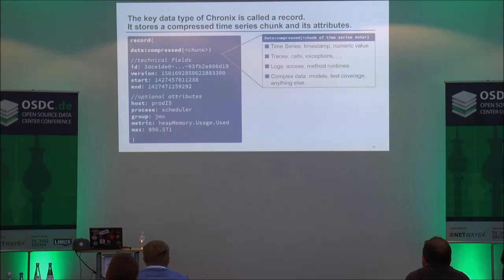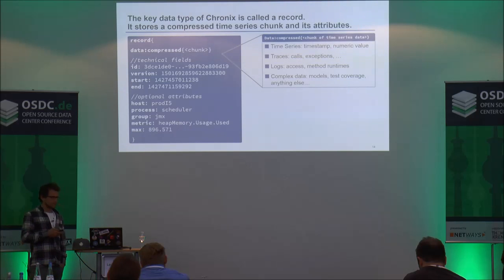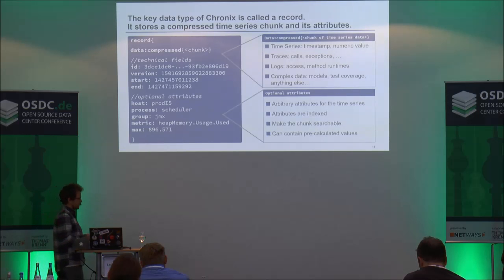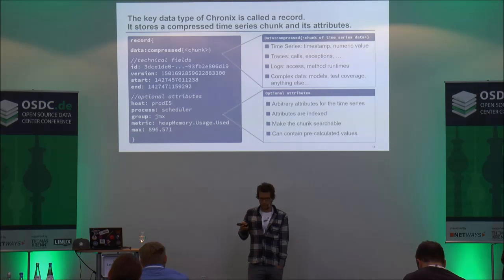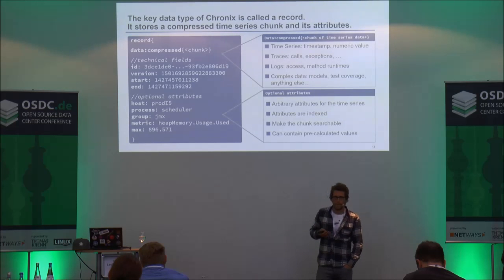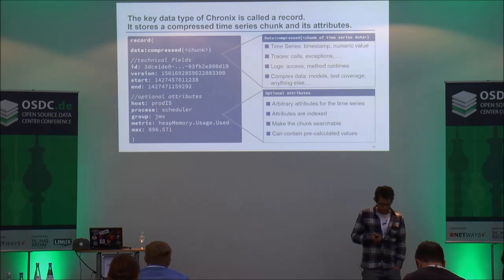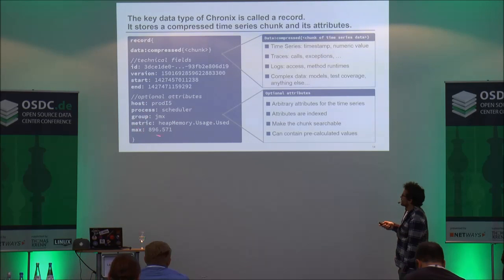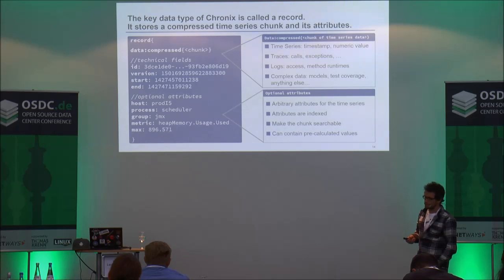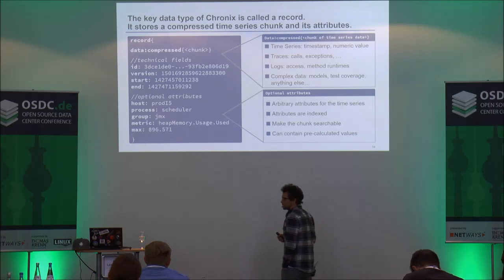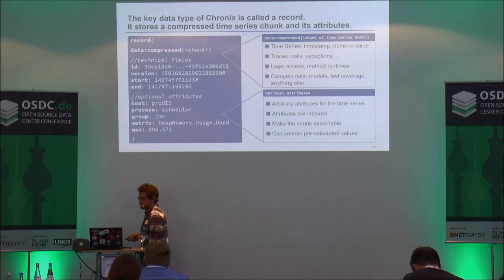Of course, we have some technical fields that come with Apache Solr, for example, the ID and the version, and we have 2 required fields describing the first point in the chunk and the last point of the chunk, called start and end. And as mentioned before, we can store optional attributes. They make the chunk searchable, they are indexed, and can also contain pre-calculated values. For example, if you have a query for the maximum, and you do that query every day, you can think about pre-calculating that value, so that the query can access the pre-calculated value of the chunk instead of loading all the data from the hard drive, decompressing it, and deserializing it. And with that, one can speed up queries.